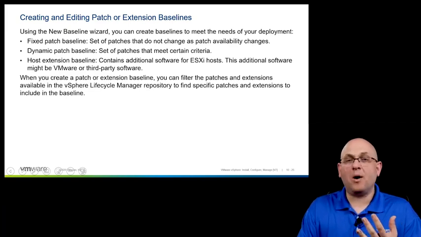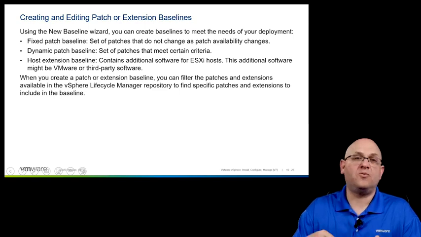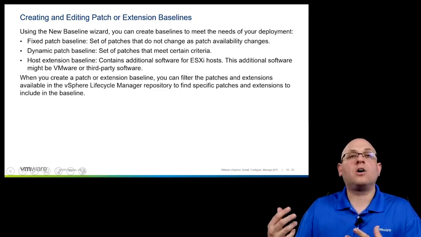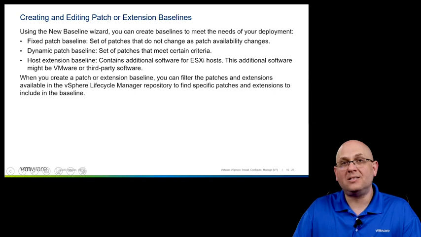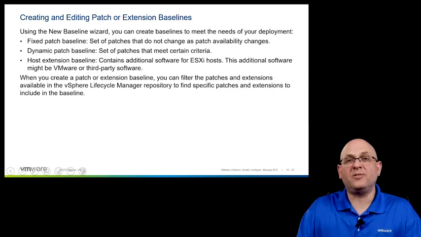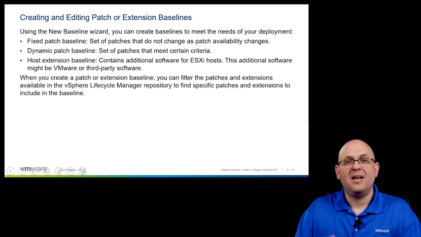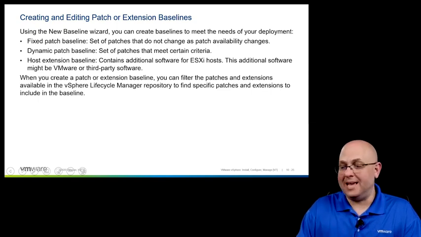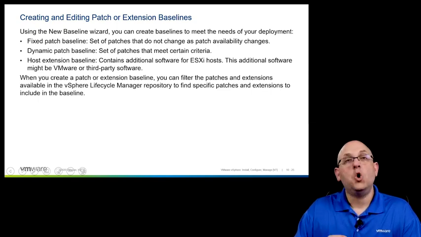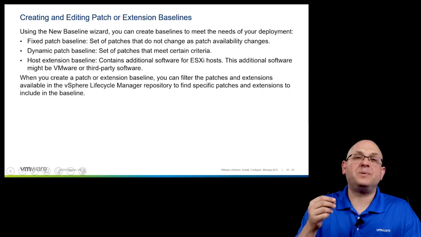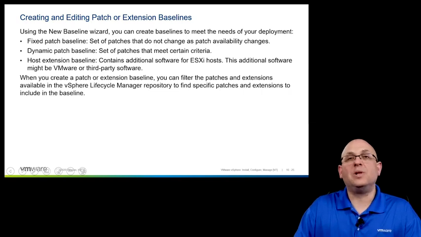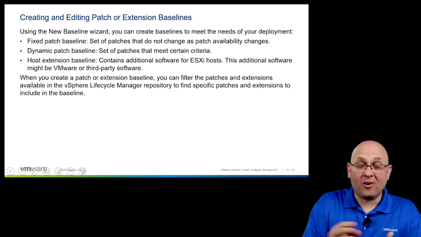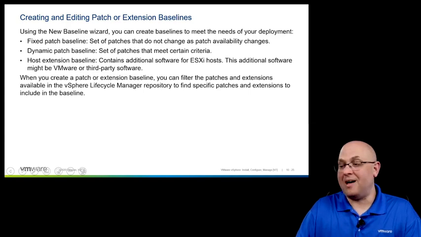We can also create host extension baselines that will include software that you might choose to add. This could be VMware-based software. This could be third-party software. This could be drivers. They all come in the form of zip files that include VMware infrastructure bundles, or VIB files, that are then copied to the ESXi hosts. When you build these patch baselines, we can filter the baselines and extensions to find the specific types of patches that you would like to apply to the specific versions of ESXi that you would like to apply them to.